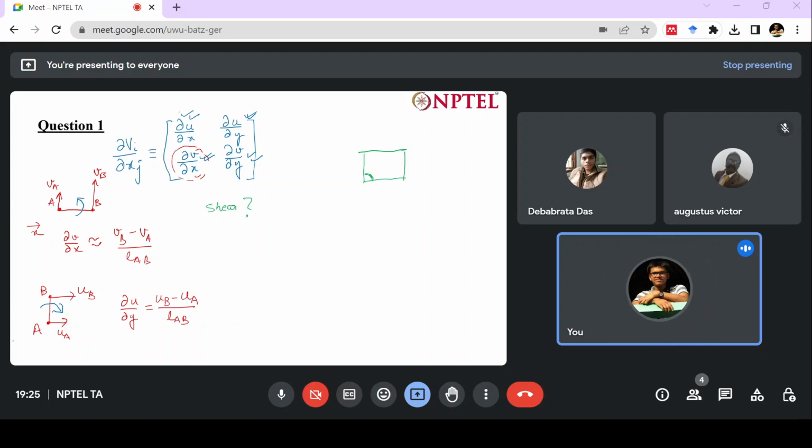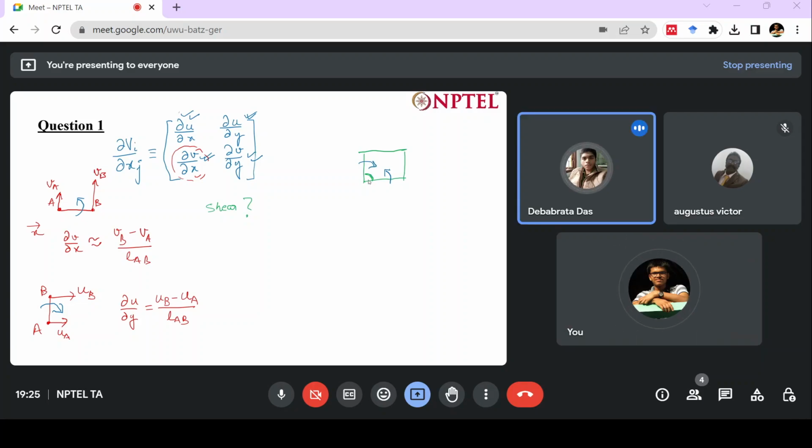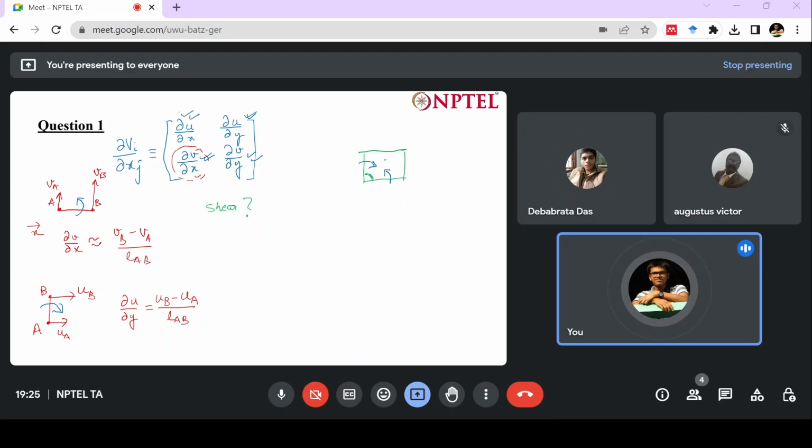If we have these two elements here, and this one tries to come to this side and this one tries to come to this side, then this angle will change. Correct. So if I try to represent this idea in terms of our velocity gradients, how would I represent this?